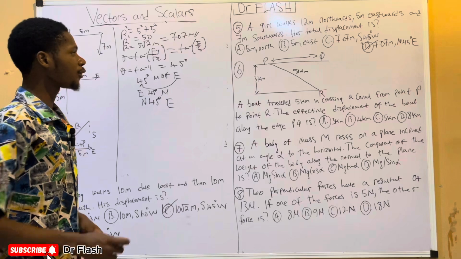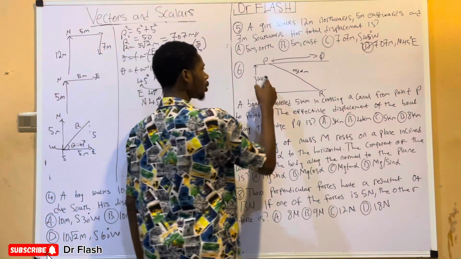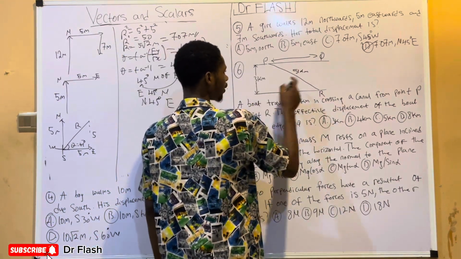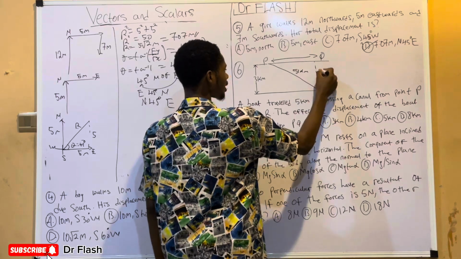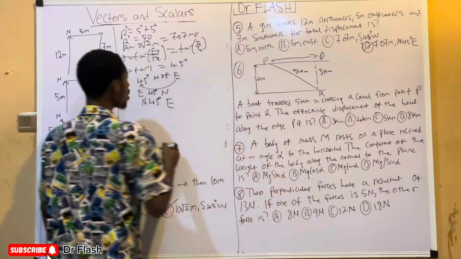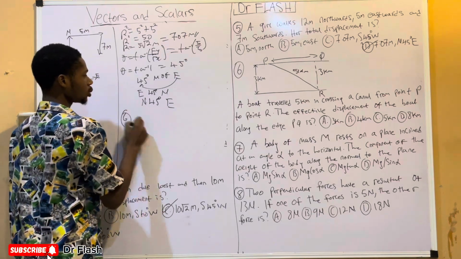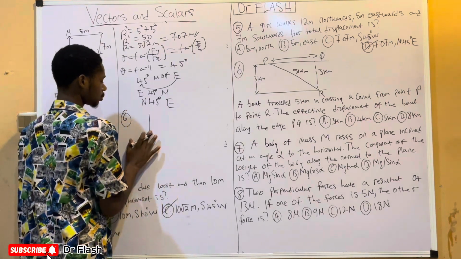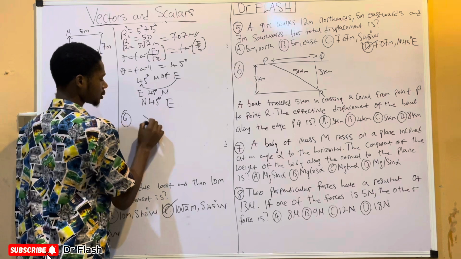We are going to solve for the effective displacement, and to do that, here to here is TV, that is the length of the river. So we can come here and write it as TV kilometer as well, right? So if we bring out the diagram, what we're going to be having for question 6 will be something like this.